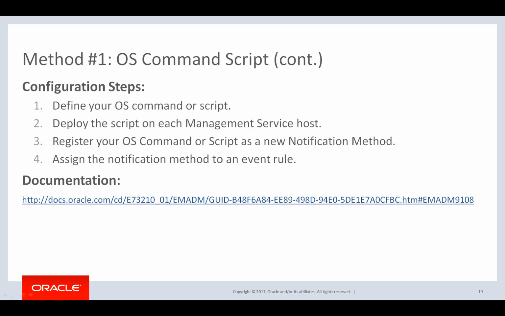Effectively, what this does is allow Enterprise Manager to trigger the OS command script each time the event conditions are matched to the rule, which results in the event information being forwarded to the third-party system. For detailed instructions, please visit our online documentation.